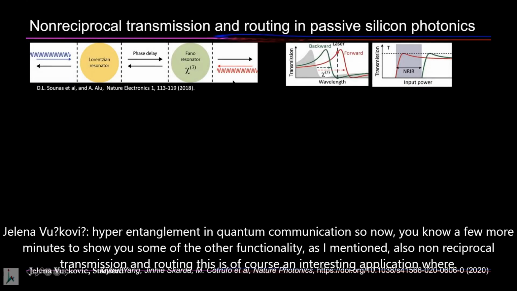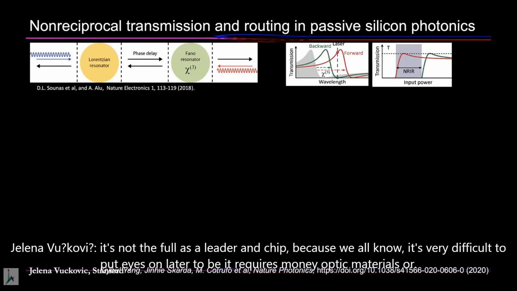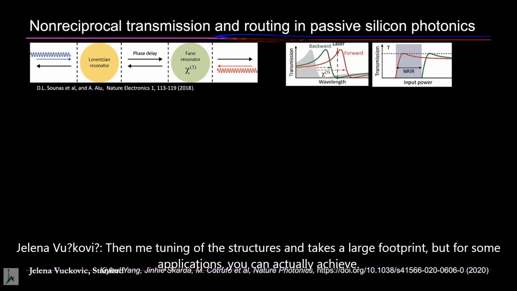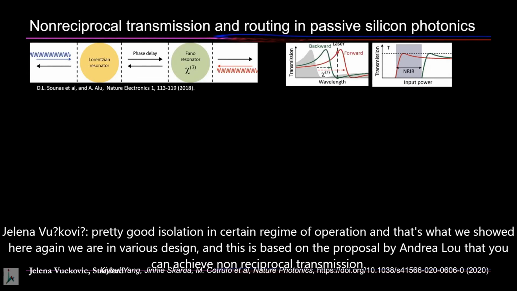So now, a few more minutes to show you some of the other functionalities. I mentioned also non-reciprocal transmission and routing. This is, of course, an interesting application where it's not a full isolator on chip, because we all know it's very difficult to put the isolator on chip. It requires magneto-optic materials or dynamic tuning of the structures and takes a large footprint. But for some applications, you can actually achieve pretty good isolation in certain regime of operation.